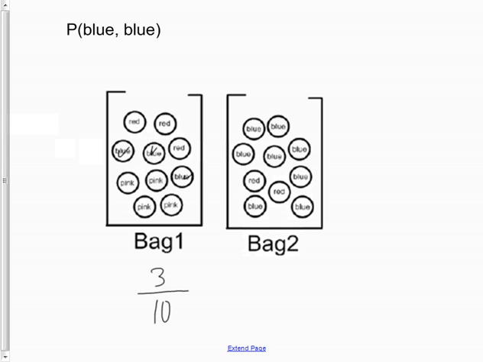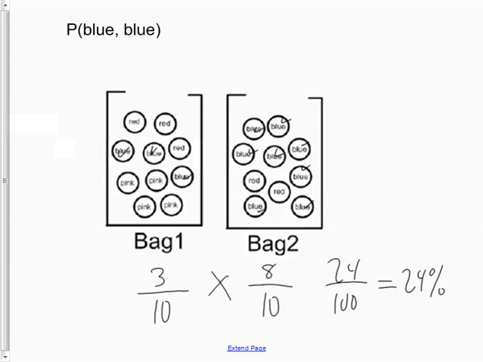And for the second bag, there's a blue, blue, blue, blue, blue, blue, blue, blue. There are 8 chances out of 10 in the second bag. Right? So the theoretical probability of both events happening would be 24 out of 100, or exactly 24% probability. Okay, so the probability of blue blue in this particular question would be 24%.